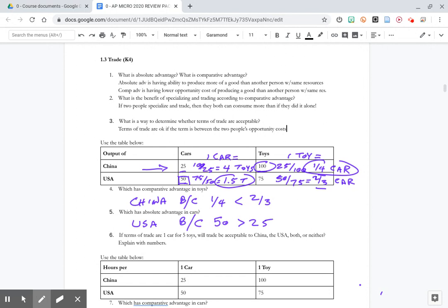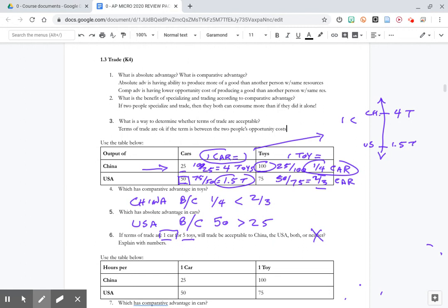Now the next question says, if terms of trade are one car for 5 toys, will trade be good for China, US, both, or neither? Now, one thing about these kinds of questions is they're never neither. They're always good for at least one and sometimes both of the parties. So let's check. One car for 5 toys. So we're already given one car, so let's look at the cars box, right? It says one car, and I'm going to rewrite this over here. And then we're going to have a little number line. On the top of the number line is 4 toys, and that belongs to China. And the US is 1.5 toys.